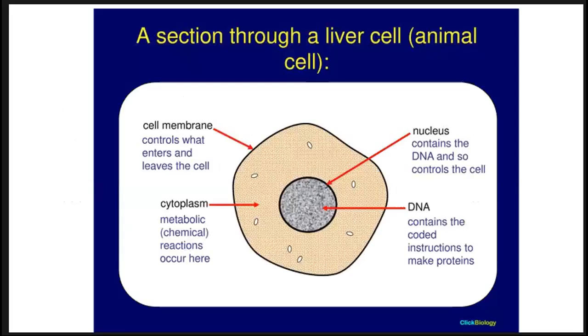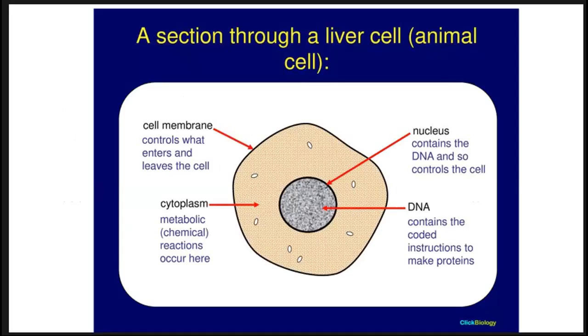So this is a section through a liver cell of an animal, and this cell has all the characteristics of an animal cell. For example, you can see that we have a cell membrane, which is a thin boundary making up the boundary of the cell, and its function is to control what enters and leaves the cell. That is, the molecules which enter and leave the cell; it's basically acting as a barrier.